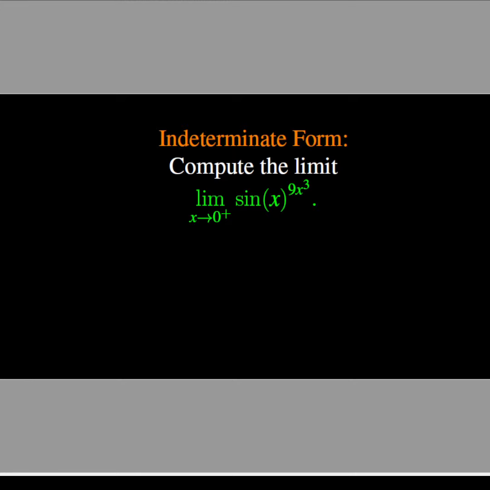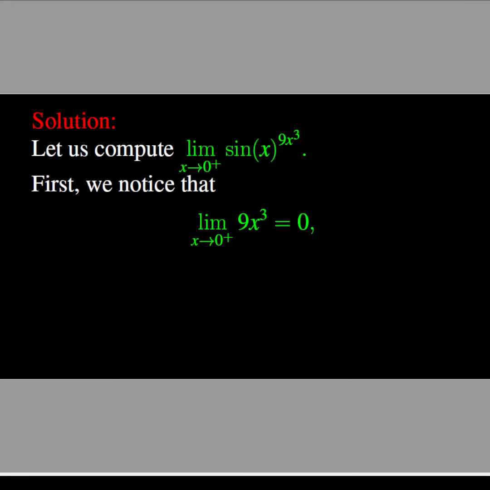In this problem, we are asked to evaluate the limit as x goes to 0 plus of the function sine of x to the power 9x cubed. Firstly, we notice that the limit as x goes to 0 plus of 9x cubed is 0. Moreover, the limit as x goes to 0 plus of sine of x is 0.